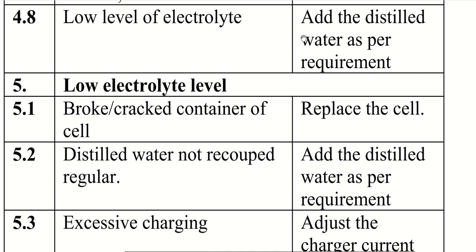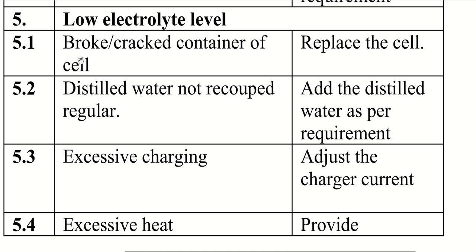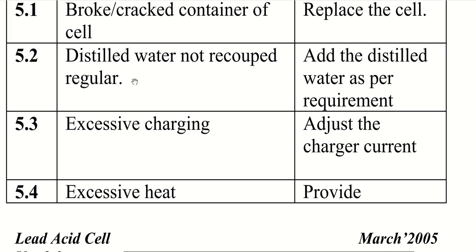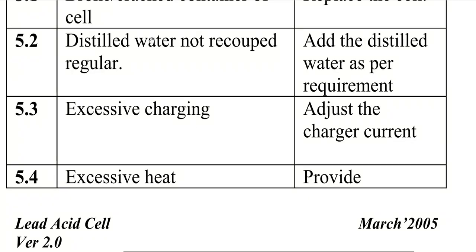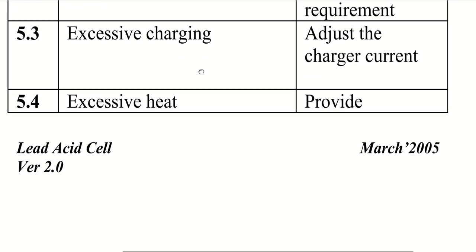Low level of the electrolyte: add distilled water, or as per the requirement, electrolyte sometimes has to be added. Low electrolyte level, or a broken or cracked container of the cell: replace the cell. And distilled water should be replenished regularly. Add the distilled water as per the requirement. This is very much in our hand, and we do that. Sometimes we keep distilled water at home to top up.